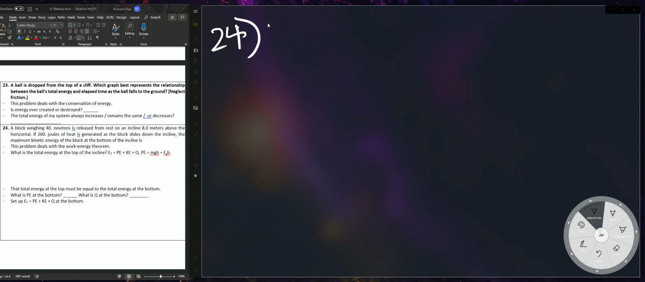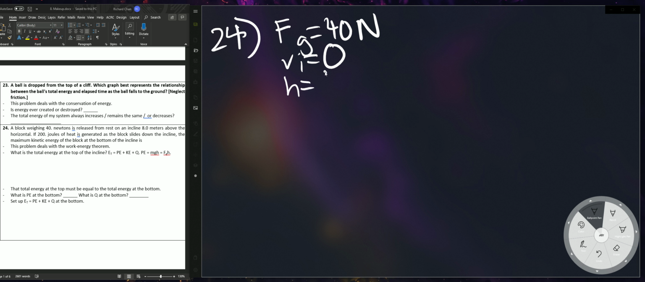This problem deals with the work energy theorem. What's my total energy at the top of the incline? So you know your force due to gravity, right? It says your weight is 40 newtons. You release it from rest on an incline 8 meters above the horizontal. So your height is 8, and that's a pretty scuffed 8. I'm gonna redraw it. So that's 8. So at the bottom, Q at the bottom, it's saying your internal energy lost at the bottom is 200 joules.